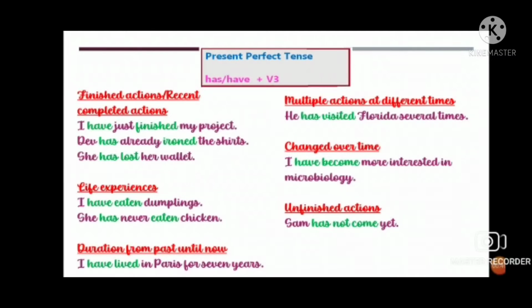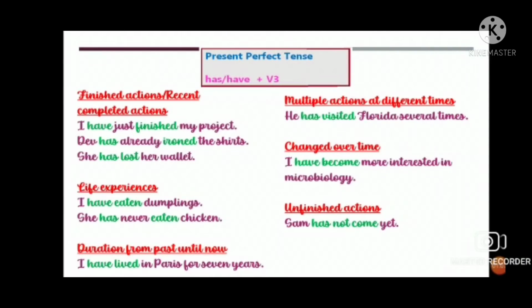Third way, duration from past until now. I have lived in Paris for 7 years. Even now you may live there, but you are mentioning that you have had the experience of 7 years living in Paris. So this is a kind of experience too, but saying it along with duration.